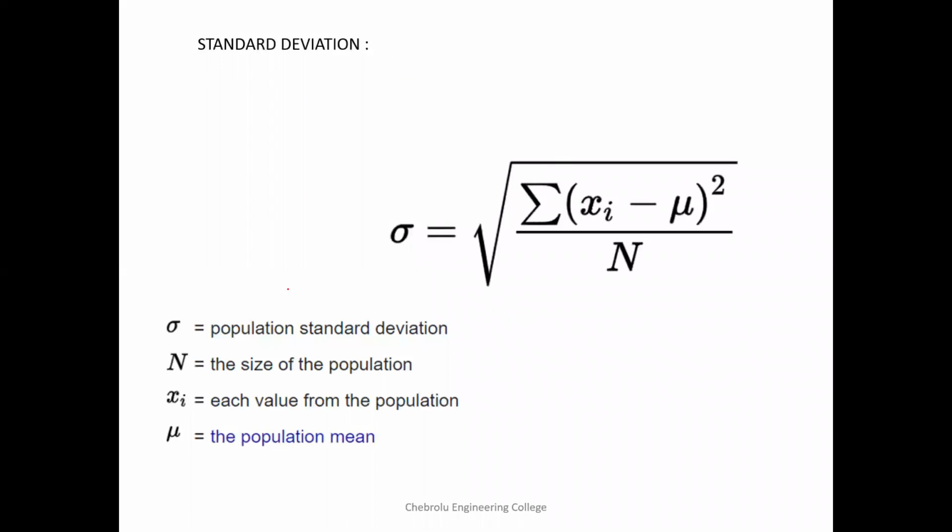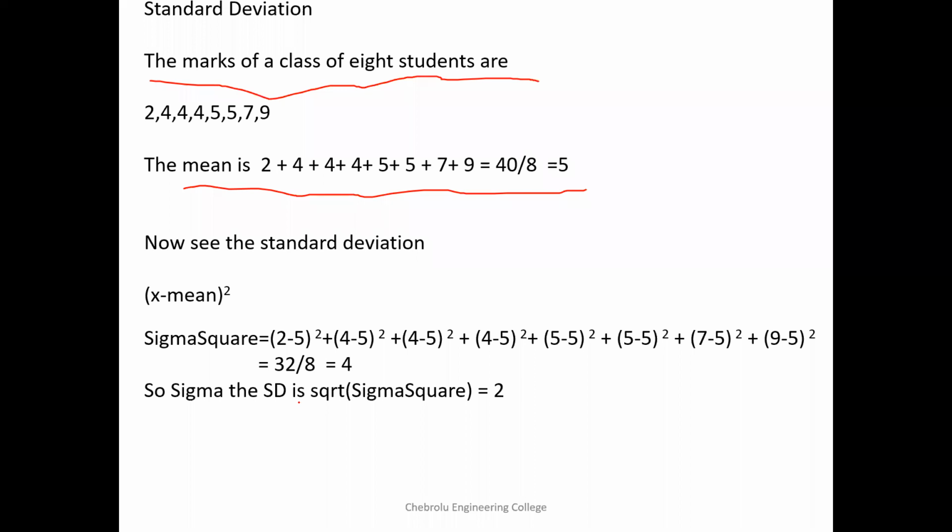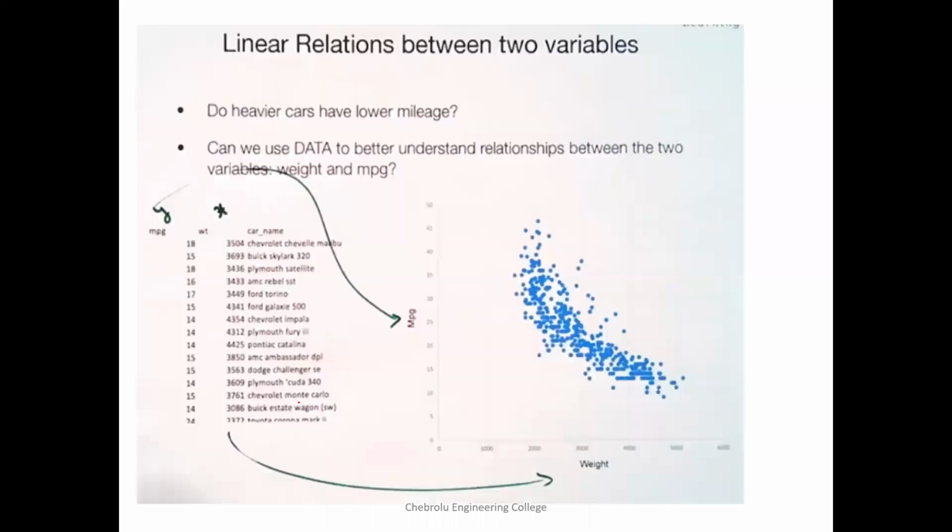This is how standard deviation is measured. Here, sigma is the standard deviation, which is very important. xi is each value from the population, mu is the mean, and n is the total size of the population. All of these are summed up, and then the square root is taken. This is called standard deviation.